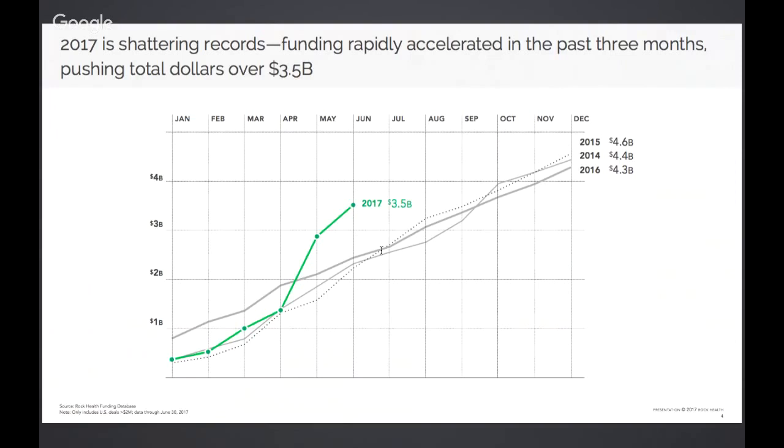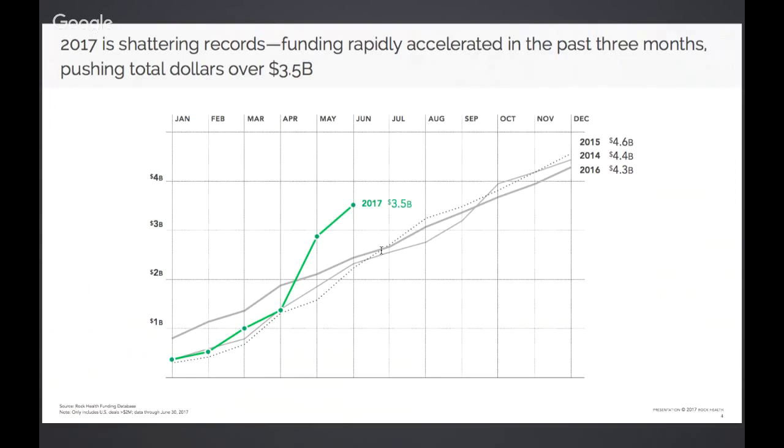So May was the biggest month we've ever had in digital health funding, and that really propelled the entire half to land at $3.5 billion. So thus far, through June 30th in 2017, digital health companies have raised $3.5 billion, which is tracking well above what we've seen in the past. And you can see that as illustrated by that green line.